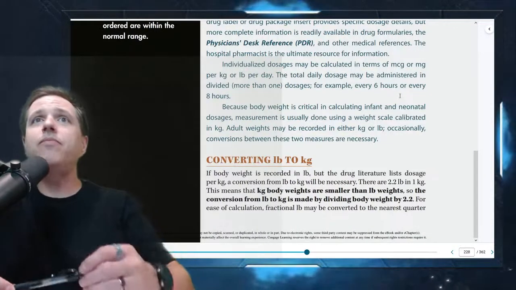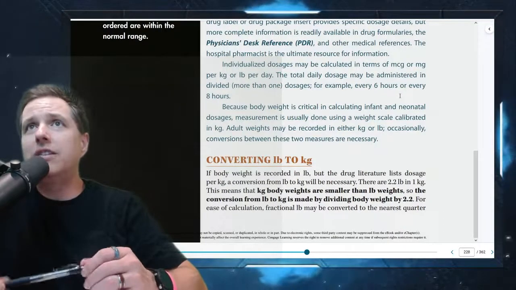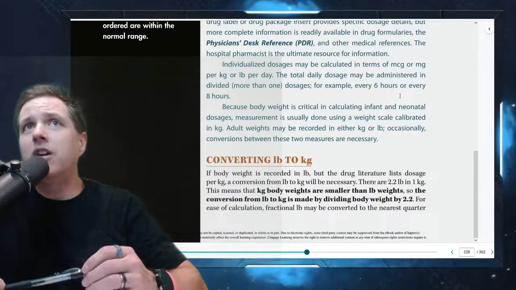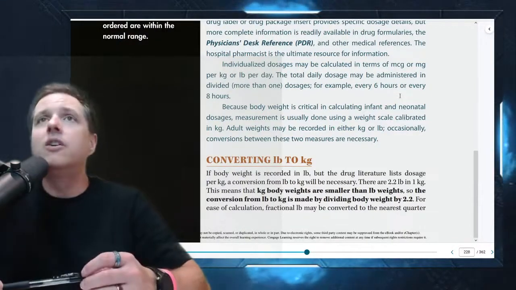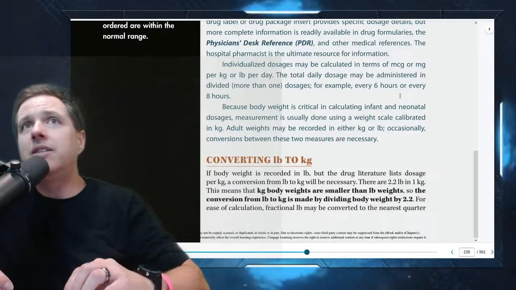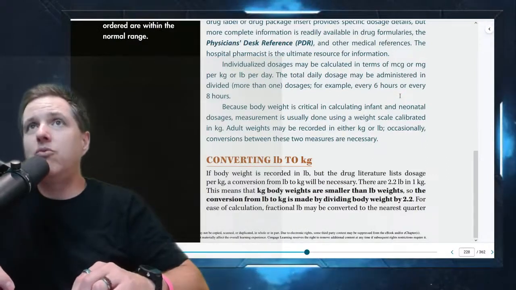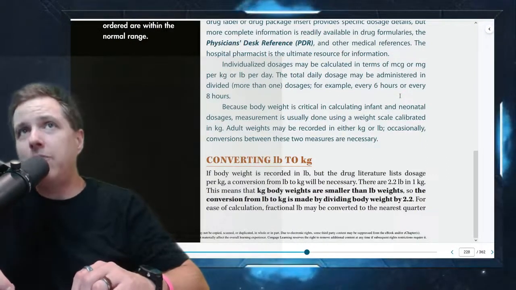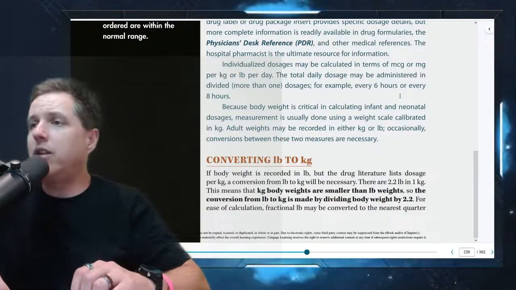So if body weight is recorded in pounds, but the drug literature lists dosage per kilogram, a conversion from pound to kilogram will be necessary, of course, right? So there are 2.2 pounds in 1 kilogram. This means that kilogram body weights are smaller than pound body weights. So the conversion from pound to kilogram is made by dividing the body weight by 2.2.